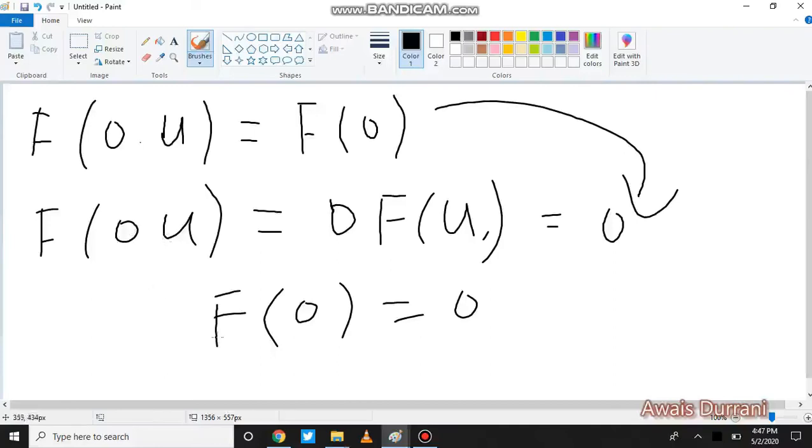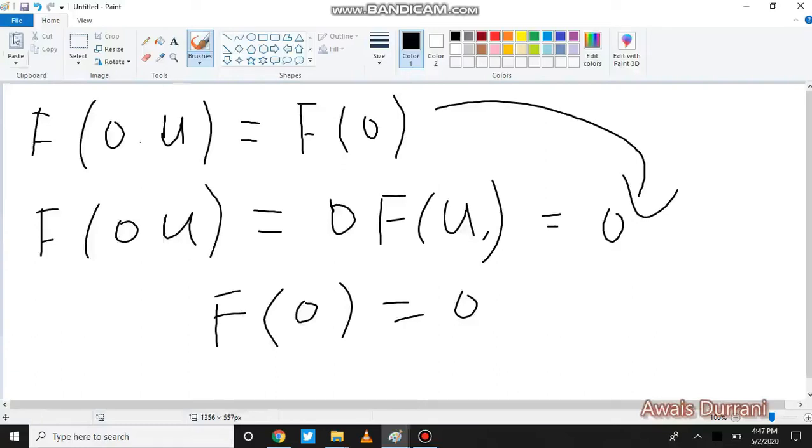So if f, when operated on the zero vector, will give you the result as a zero vector also, again, because the range is also a set of vectors. Therefore we say that if f is operated on the zero vector, the result will be a zero vector. This is the property of linear transformation.